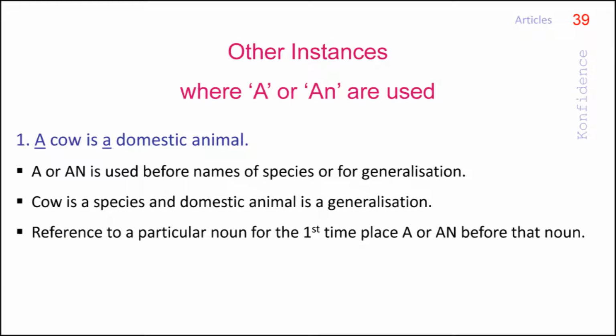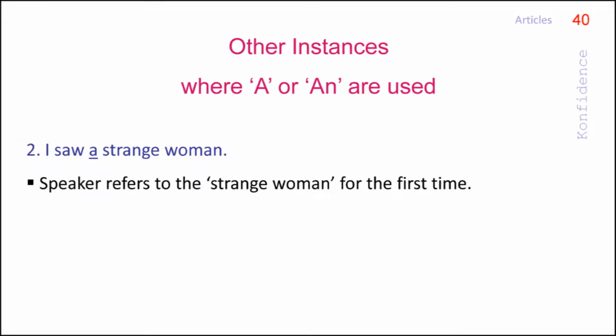When we make a reference to a particular noun for the first time, we must place a or an before that noun. See the second sentence. From that sentence, it's quite clear that the speaker refers to the strange woman for the first time because we can see the article a before it.